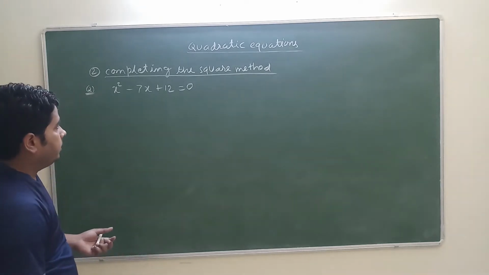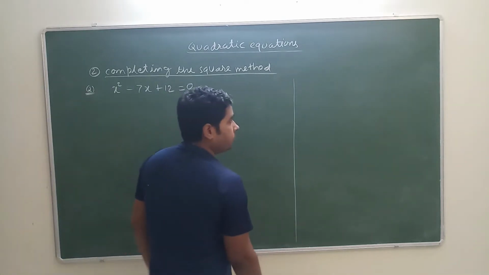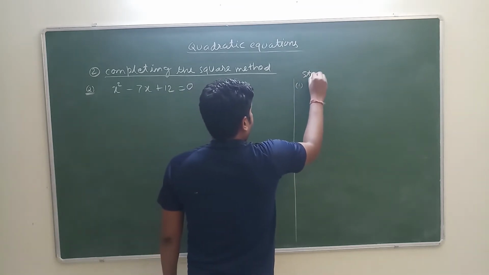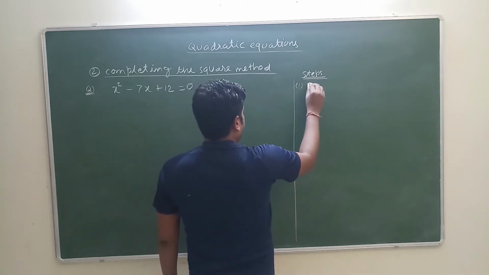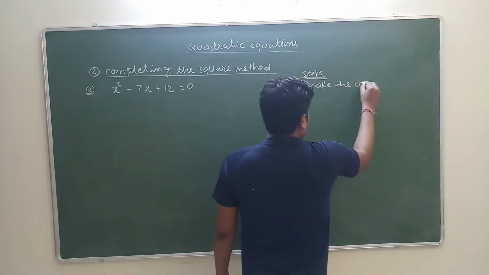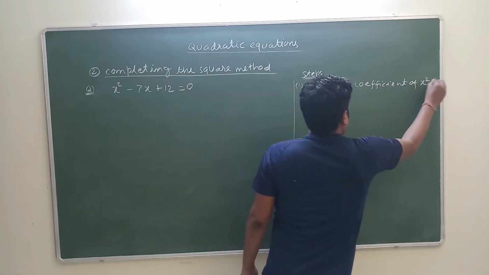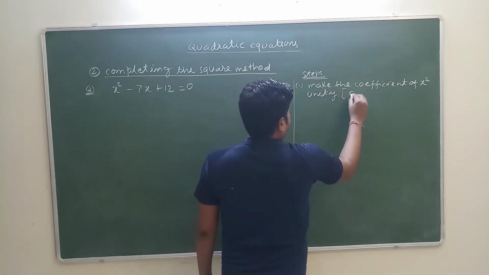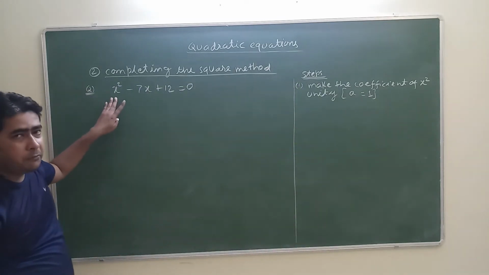Okay. So this method is actually very simple. There are some steps, some rules which we need to follow. First step, or first working rule, is make the coefficient of x square unity, that is, a should be 1. So here you can see a is already 1.